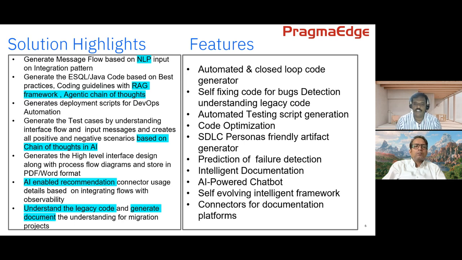And the prediction of failure. If you have predefined failure scenarios and you pass those on, then for whatever code generation, it will try to understand what could be possible errors when we deploy a particular artifact onto production. It identifies that.